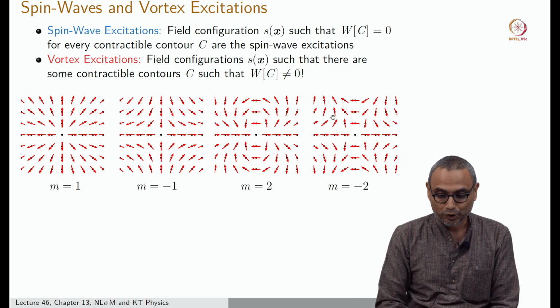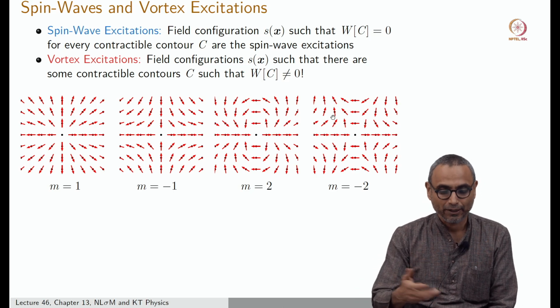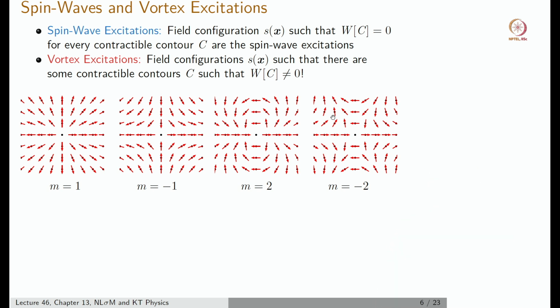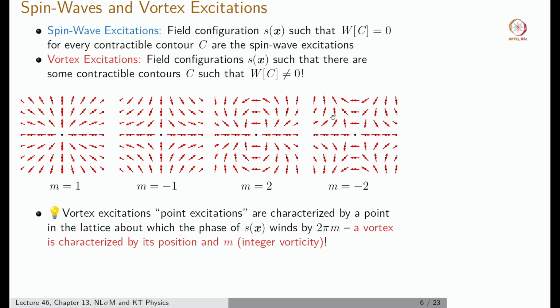So I would encourage you strongly to try to reproduce these pictures by yourself, of how you can get this kind of vortex configuration. So now you see vortex excitations can be thought of as point excitations, namely how do you describe the existence of a vortex? You have to tell me where the vortex core is and you have to tell me the vorticity. So a vortex excitation is characterized by its position and the integer which tells me how much vorticity is there.